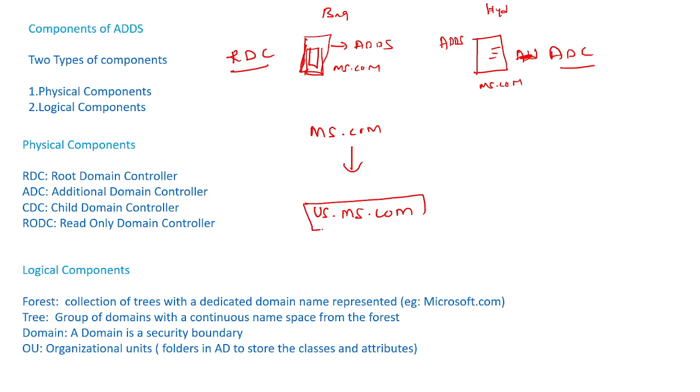So you have a domain called Microsoft.com. This one is the parent. But you are adding a new domain, a child domain, for Microsoft.com as US. So this US is the child, and this is the root. This is what we call it.